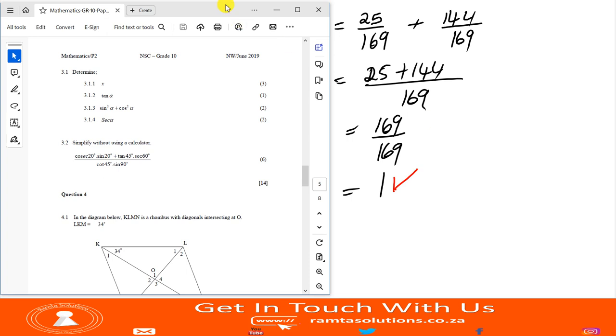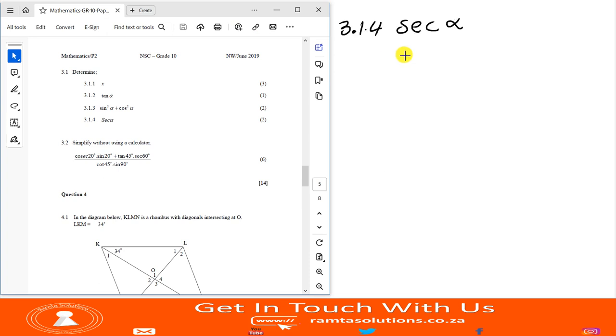Now let's then head to 3.1.4. Maybe let me go to the next page. 3.1.4, looking at sec alpha. There are 2 ways of doing this. What we know about sec is the reciprocal of cosine, right? So if it's the reciprocal of cosine, let me remind you, cosine is x over r. Now, if sec is the reciprocal, we can say this is r over x, and therefore, what is r?